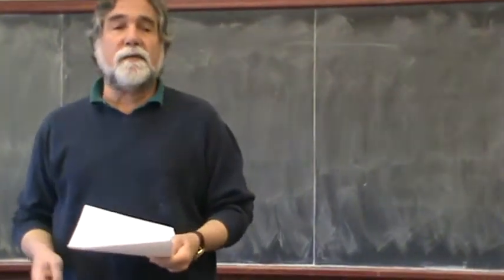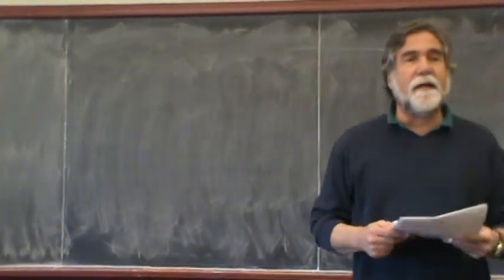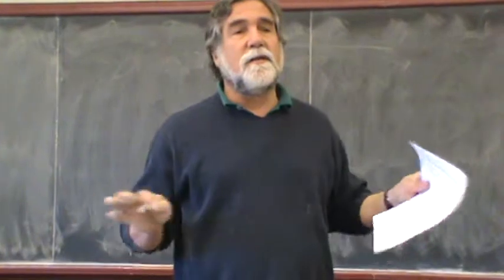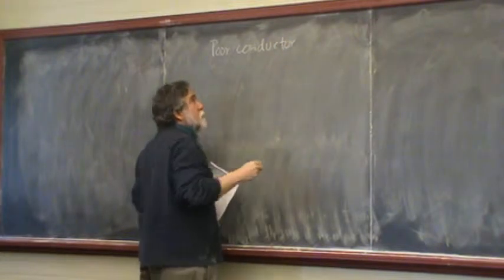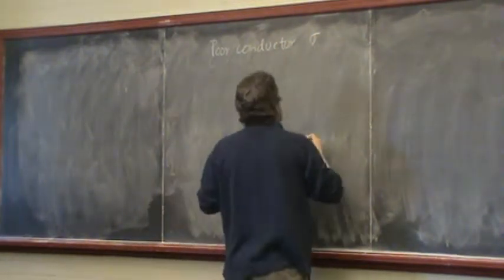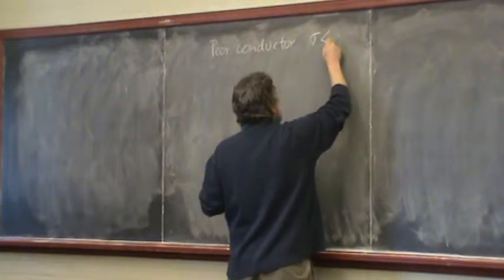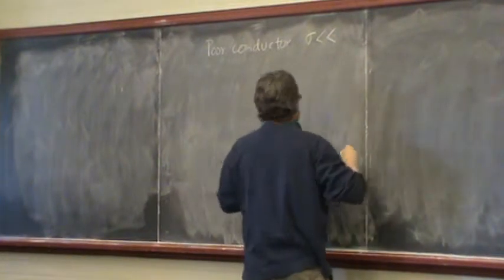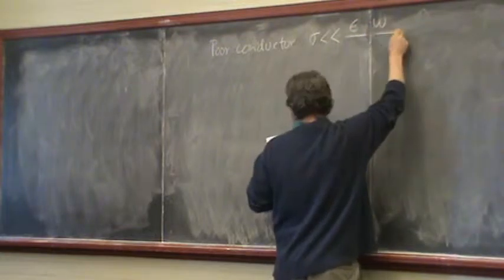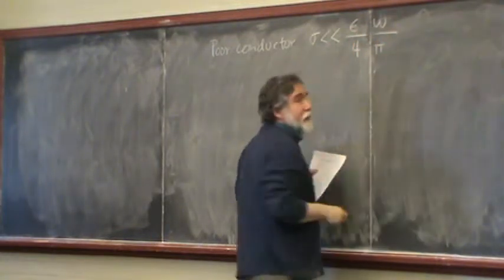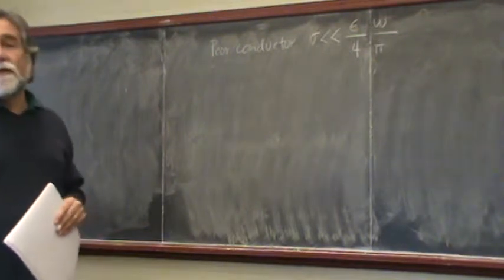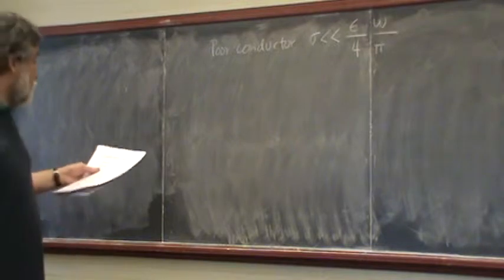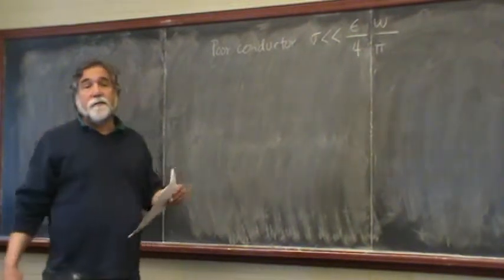Last class we were talking about waves, electromagnetic waves propagating in a conductor. And I just want to remind you of the two primary cases that we talked about. There was a poor conductor, and by that we mean that the conductivity is much less than epsilon omega divided by 4 pi. The reason for all the constants is because we want the imaginary part of the dielectric function to be much smaller than the real part of the dielectric function. And if that's so, then we can do a Taylor expansion of the square root.